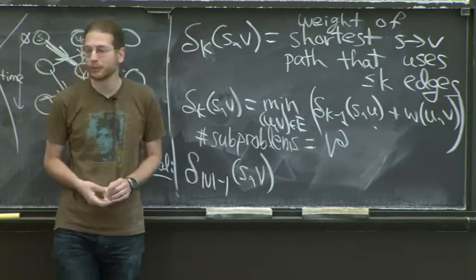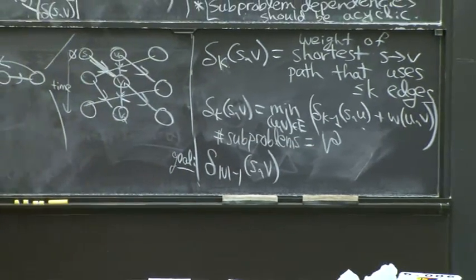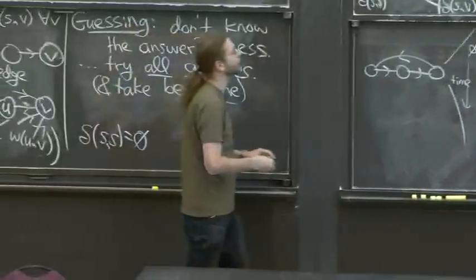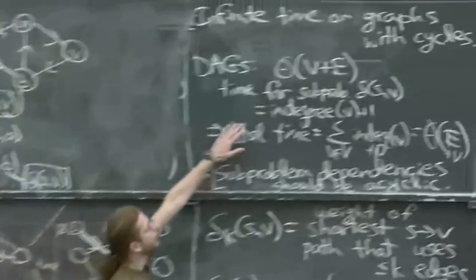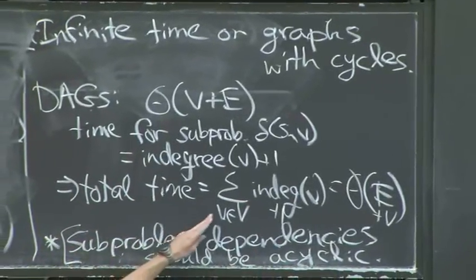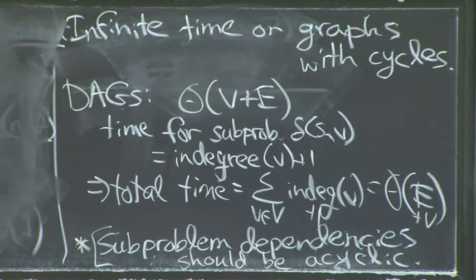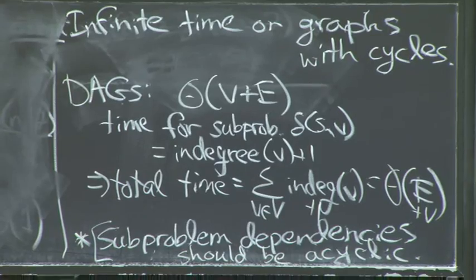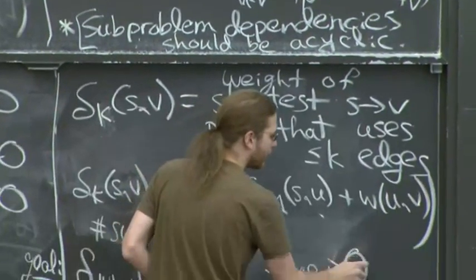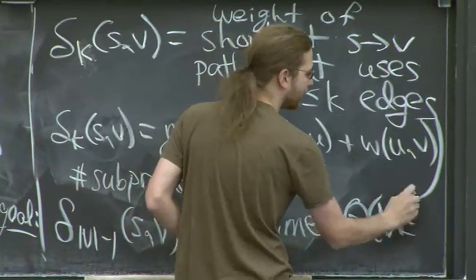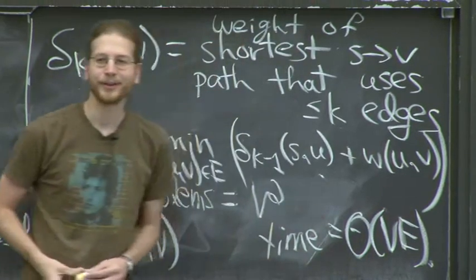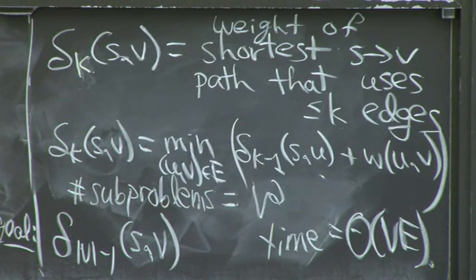How much time do I spend per subproblem? Well, same as before, the in degree. Up here, the in degree of that problem. So what I'm really doing is summing over all V of the in degree, and then I multiply it by V. So the total running time is V E. Sound familiar? This is Bellman-Ford's algorithm again.